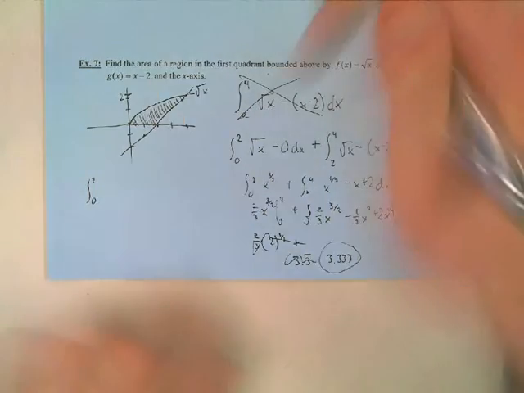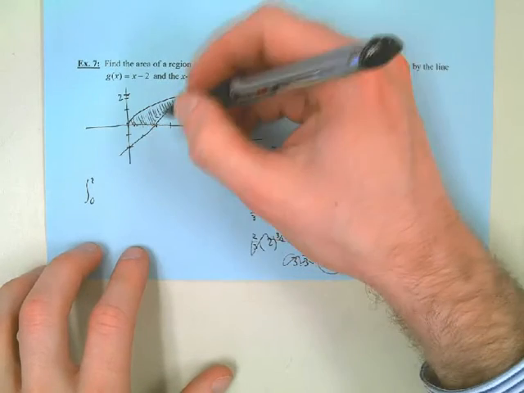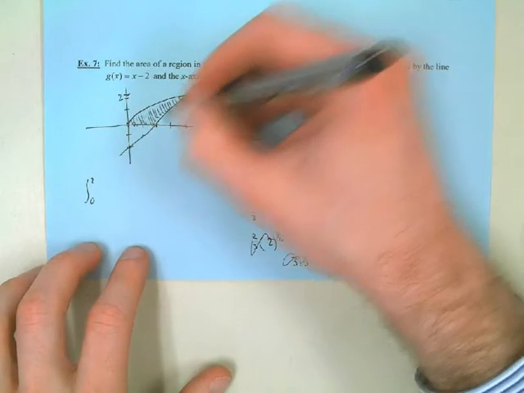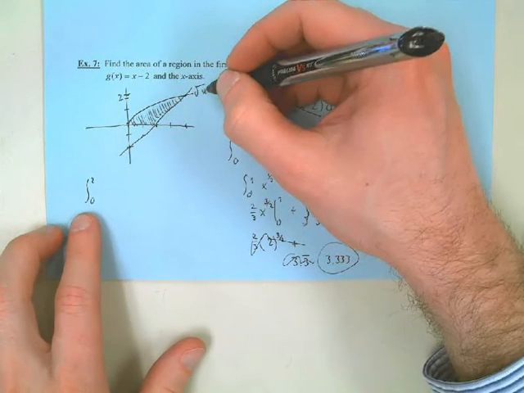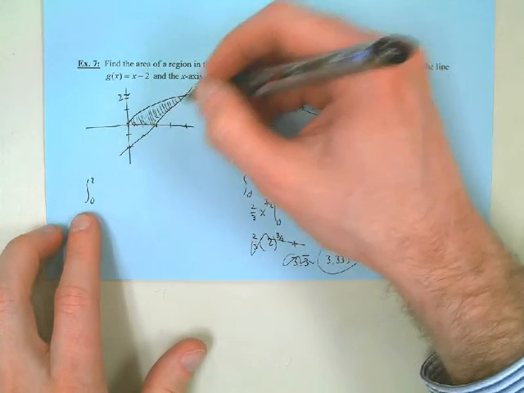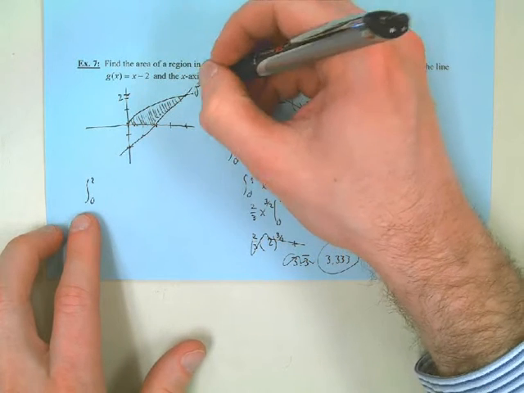Now, the problem is we're trying to do this with respect to y, so I need these to be in terms of y. Right now it's in terms of x. For example, this curve is the square root of x, and this curve is y equals x minus 2.